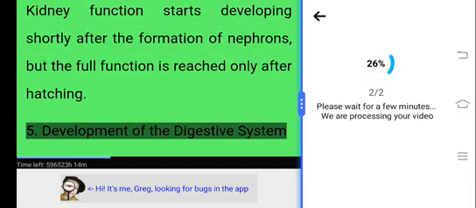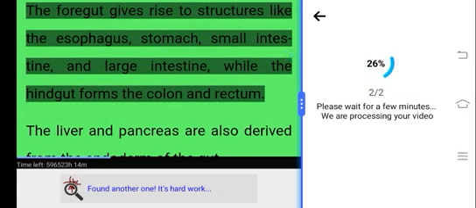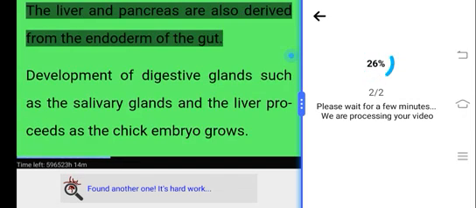5. Development of the digestive system. The digestive system begins to form early in chick development from the endoderm, particularly the foregut. The foregut gives rise to structures like the esophagus, stomach, small intestine, and large intestine, while the hindgut forms the colon and rectum. The liver and pancreas are also derived from the endoderm of the gut.